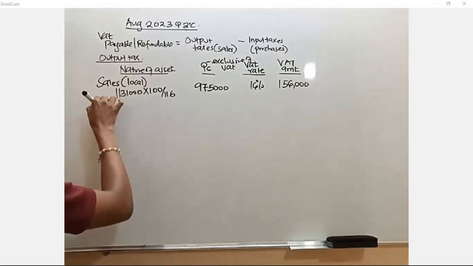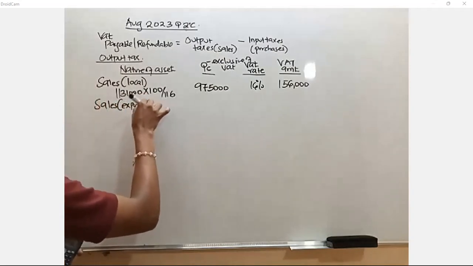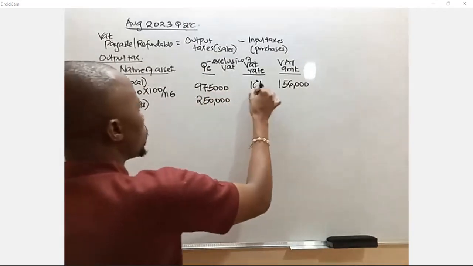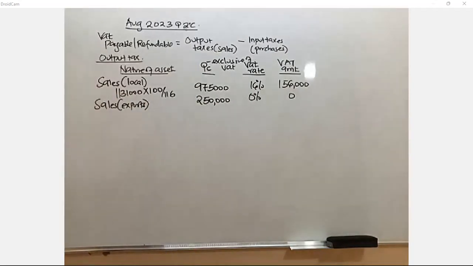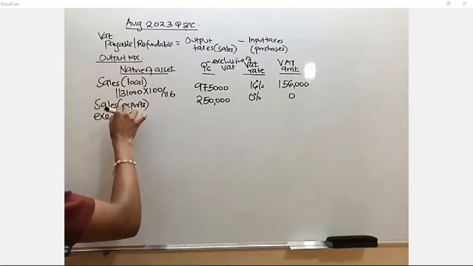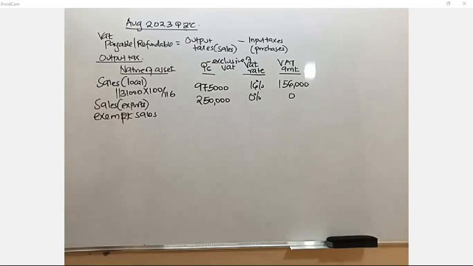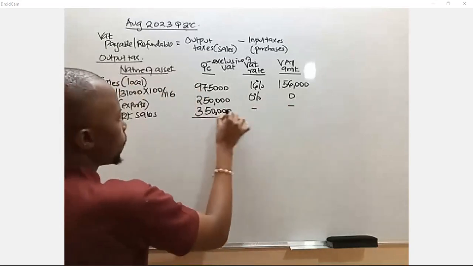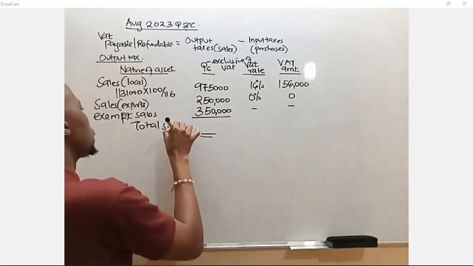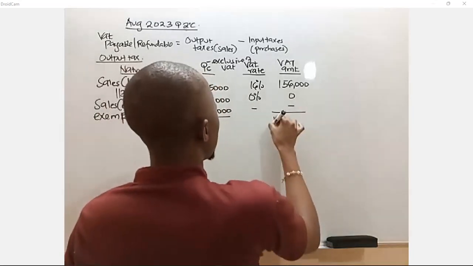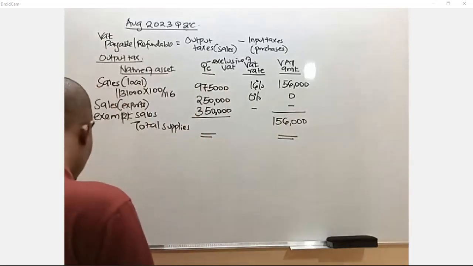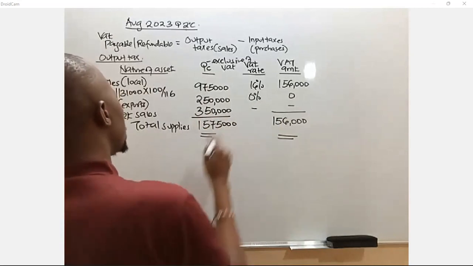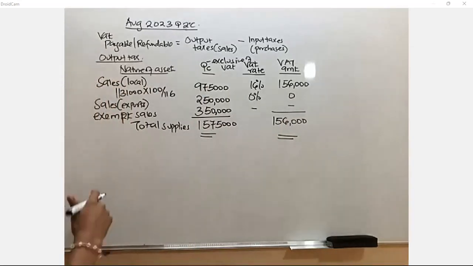I can see we have some exports here. Our exports are always zero-rated, so you put 250 there at 0%, and we get zero. Then we have exempt sales. The exempt sales of ours amount to 350,000. They are exempted and you normally put dashes there. So what are our total supplies here? Our total VAT is 156,000. So 975 plus 250 plus 350 gives 1,575,000. Now let us look at the input taxes.